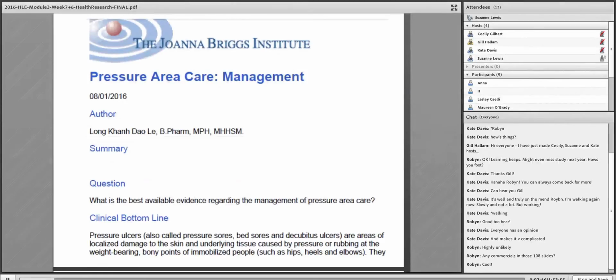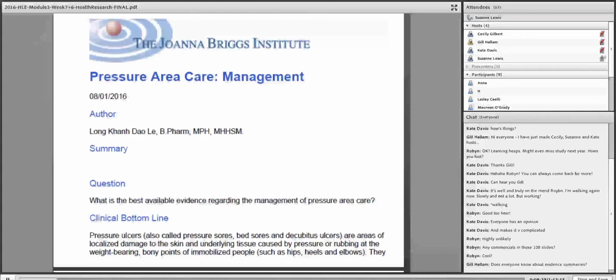And this is a screenshot of an evidence summary that came up in my list of results, and it's on pressure area care management. And it's a really good illustration of the value of these evidence summaries in ensuring that nursing care is based on best evidence. So each evidence summary answers a clinical question, and in this case the question is, what is the best available evidence regarding the management of pressure area care? And you can see that it's dated the 8th of the 1st, 2016, so it's very recent.